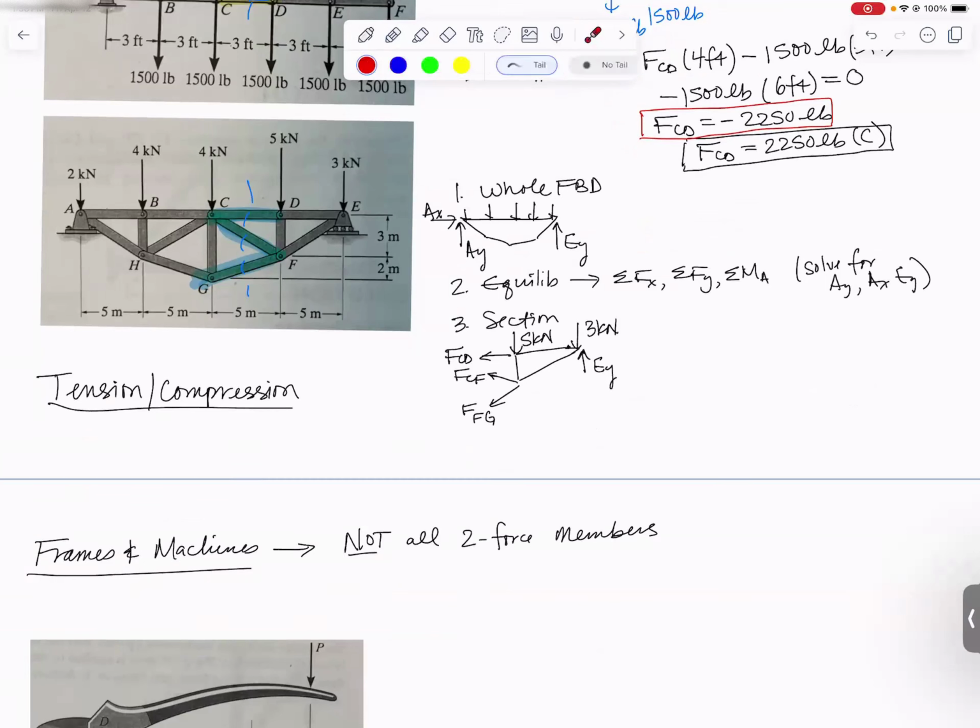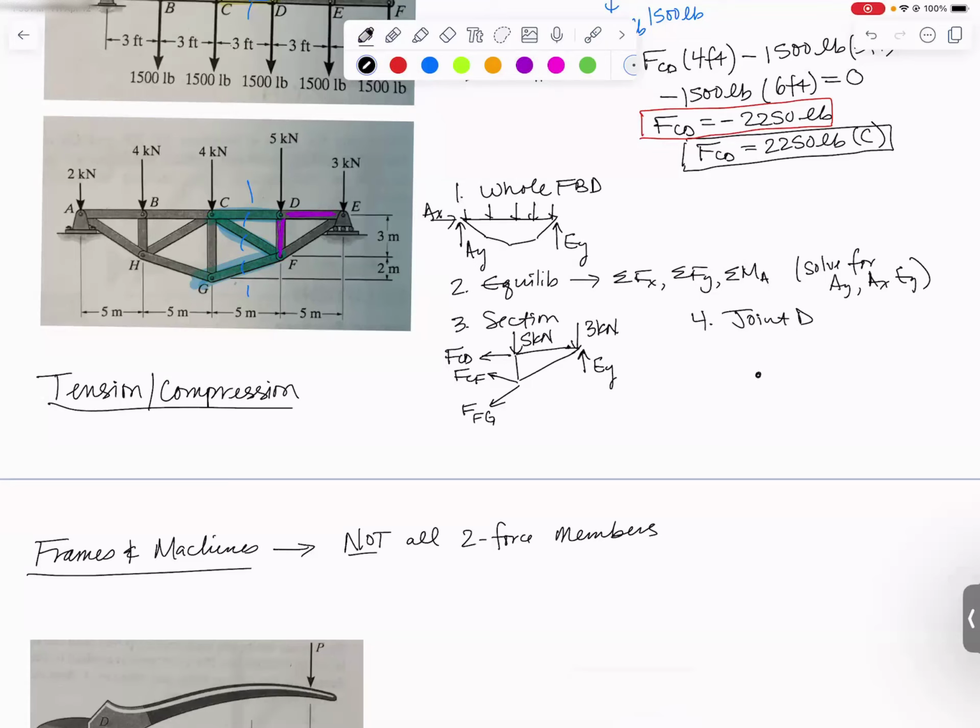So an example might be maybe the problem asks for these three, so use a section cut. And then what if it randomly also asks you for the force in DF and the force in DE? Once you've solved for the force in CD, joint D is actually a very easy way to get those other two. You don't need to do another section cut. So fourth, we could do joint D. And what would that look like?